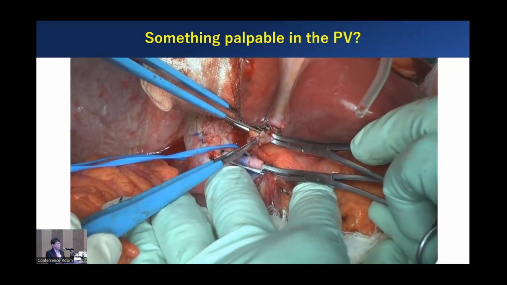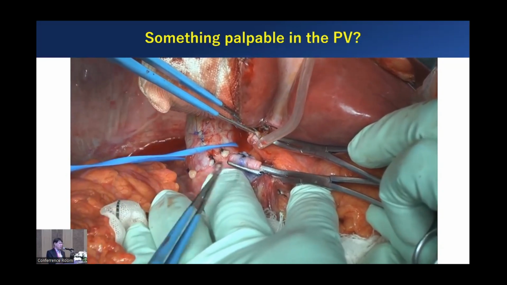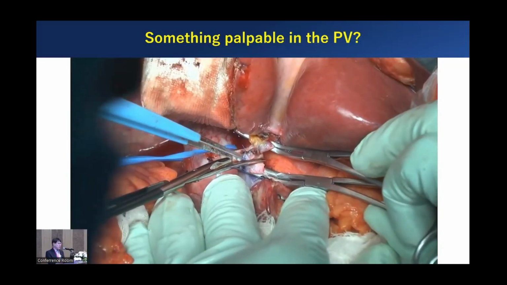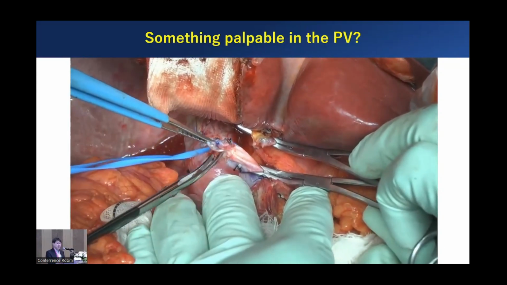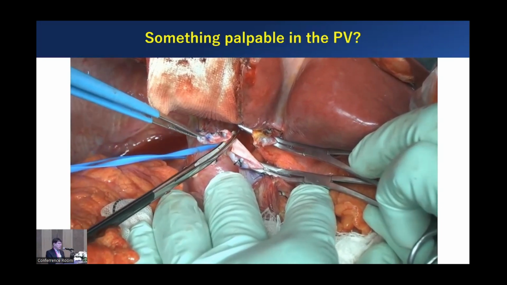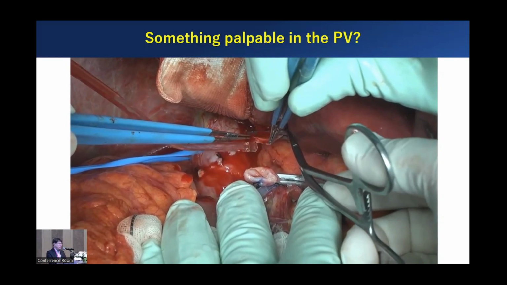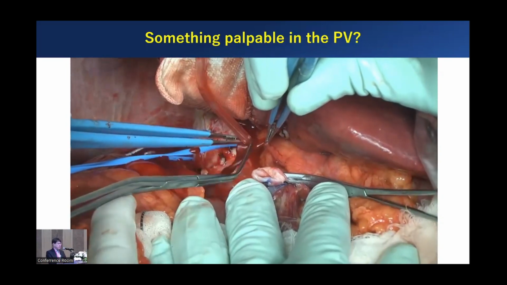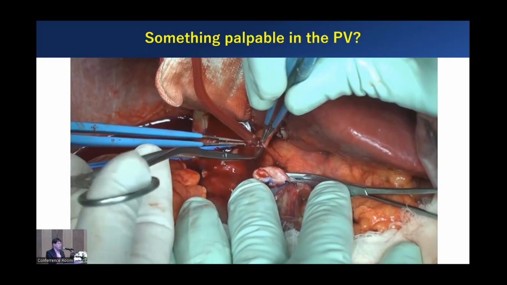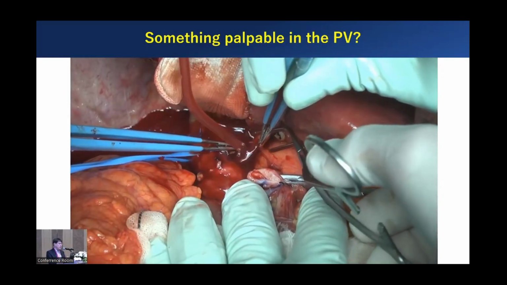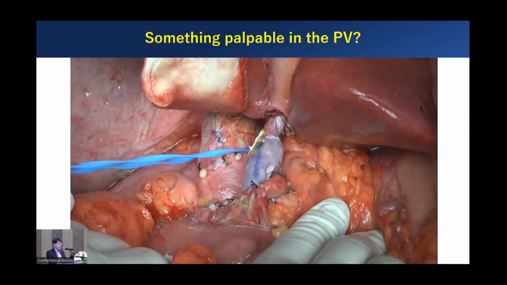So the Doppler doesn't demonstrate this portal thrombus. Of course, the US Doppler in the liver shows good perfusion. So palpation is very important after portal anastomosis. Perform the backflow bleeding to flush the potential remaining portal thrombus from the anastomosis.